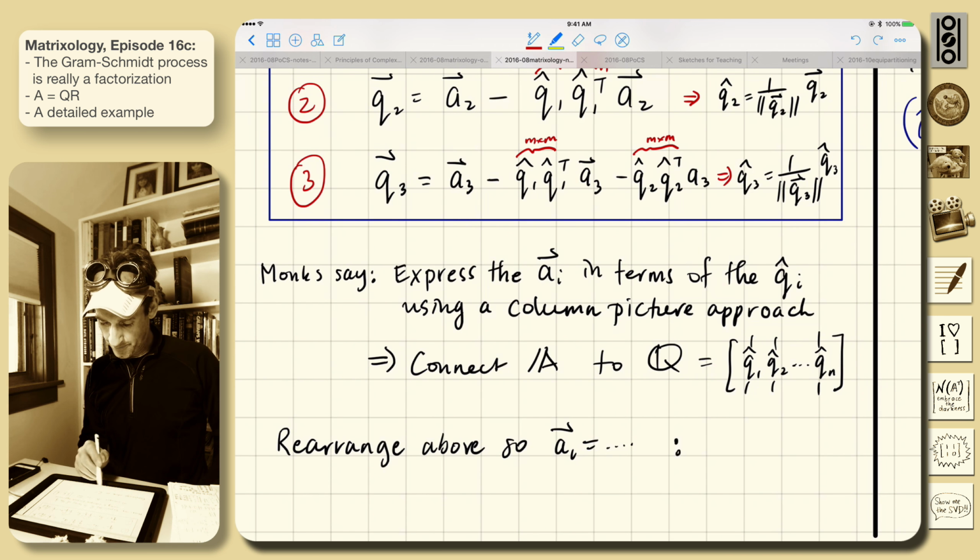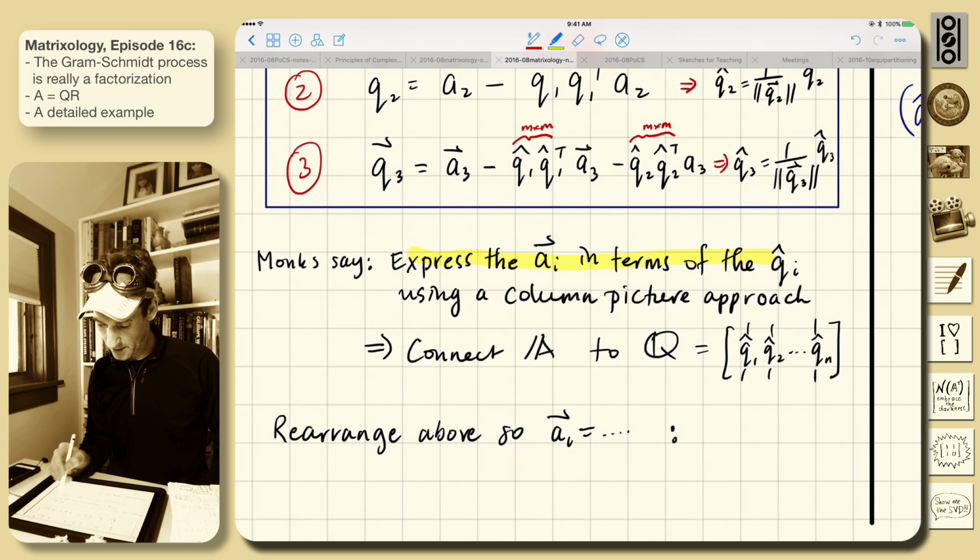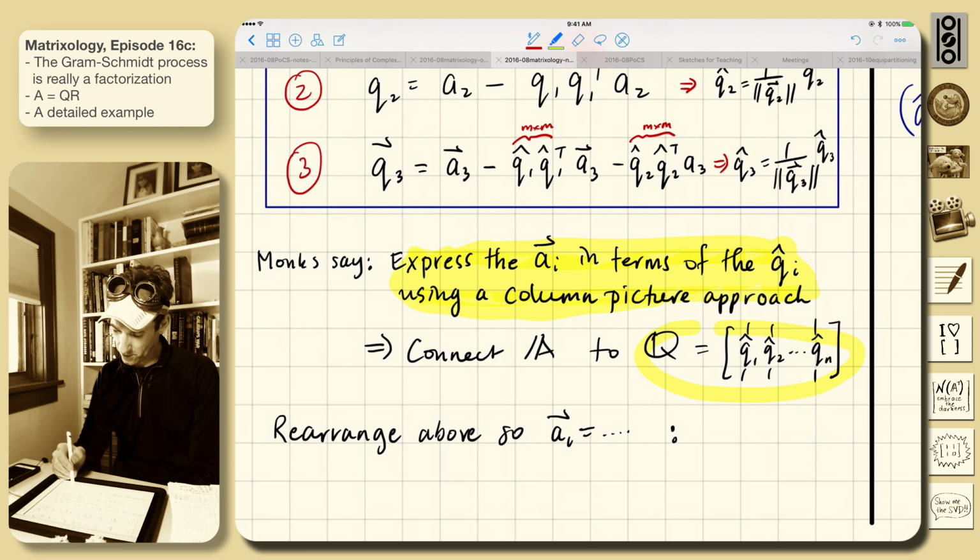So this is a goal. Express the AI in terms of the QI using it's kind of a column picture thing, right? So we're going to have this matrix Q, which is pretty great. Right? I'm just gonna color things in because it's fun. So this is gonna be our Q. Just line them up, stack them up, columns. Good. Q's are fun to draw, so this is good.